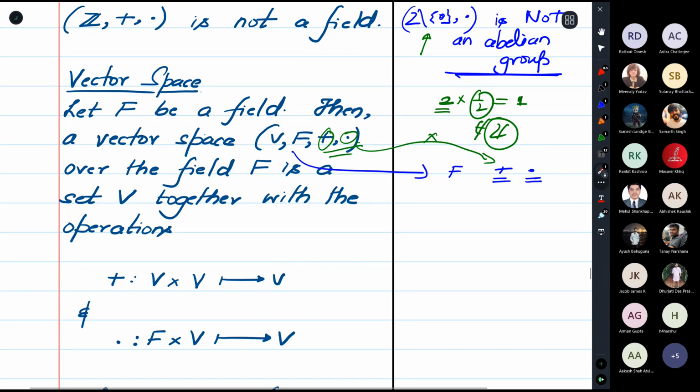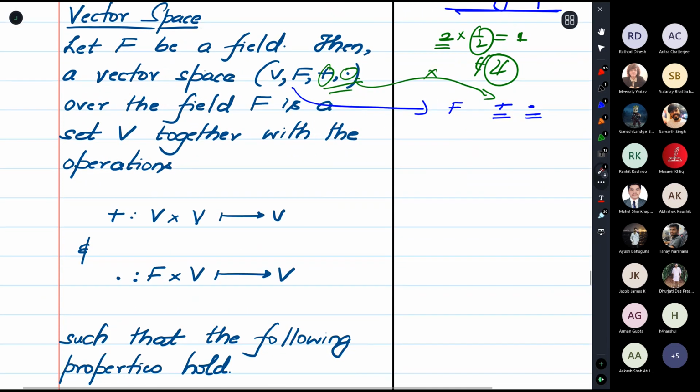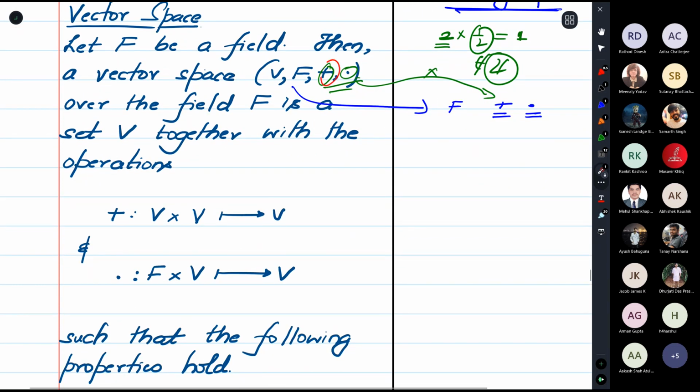One is the set, the field F, which will come with its own addition and multiplication operation, then a separate addition and a separate scalar multiplication operation. And this addition is as we had the description in the context of a field or a group, right? So the input should be two elements from V, and the output will be an element in V itself.